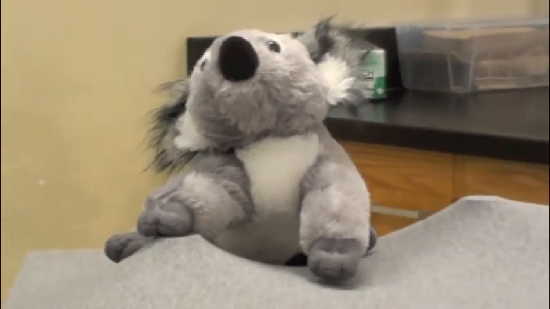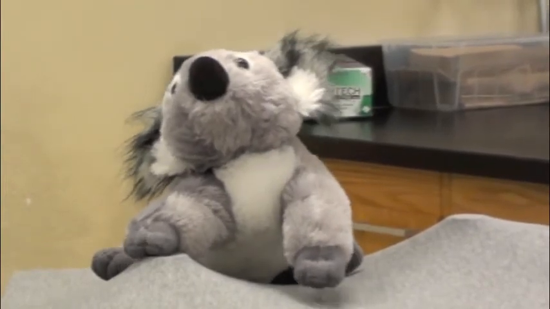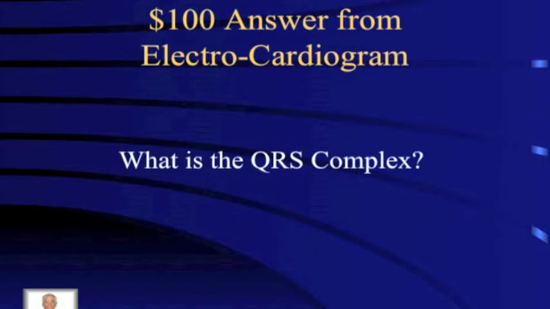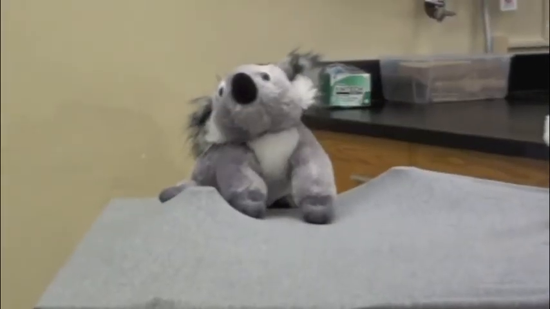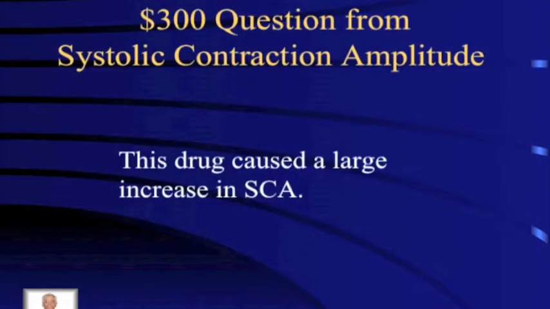Kooky Koala, what is your answer? What is the QRS complex? Correct! You get 100. Kooky Koala, what would you like to choose next? Systolic contraction amplitude for 300. SCA for 300. This drug caused a large increase in SCA.